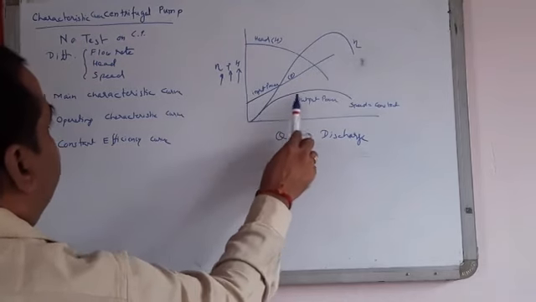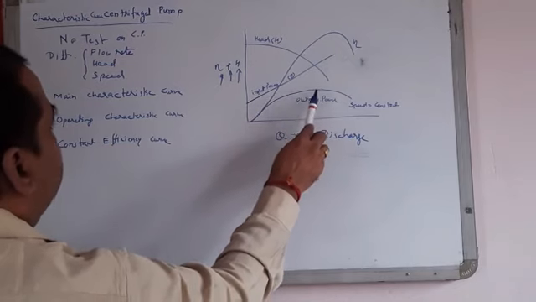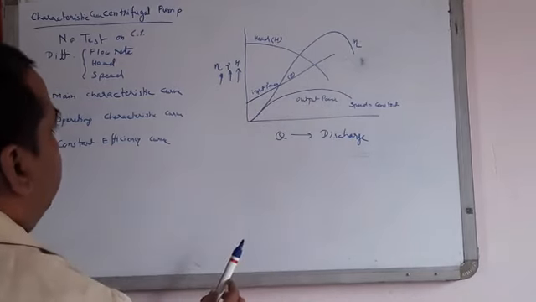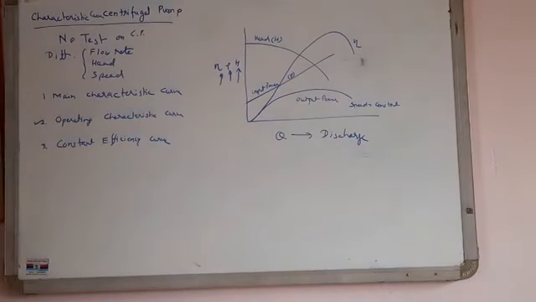And next is output power. Output power also increases with discharge and after some time it will also decrease. Here speed is constant. If the speed is kept constant, the variation of manometric head, power and efficiency with respect to discharge gives the operating characteristics of the pump. This figure shows the operating curve of a centrifugal pump.